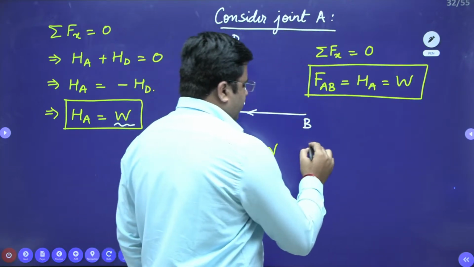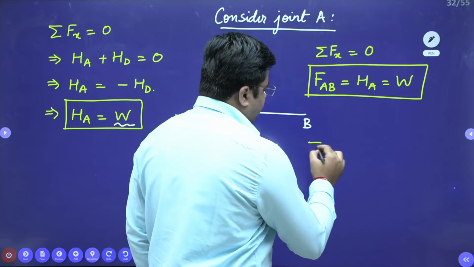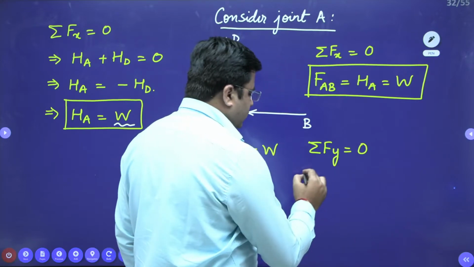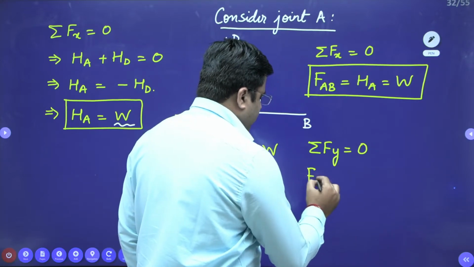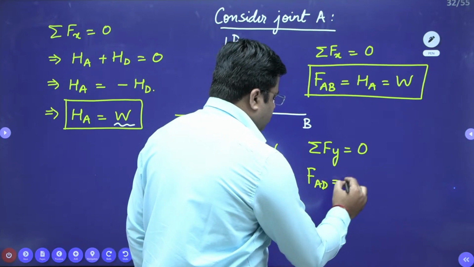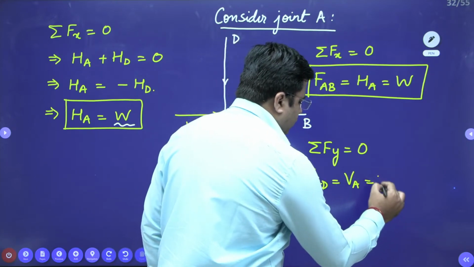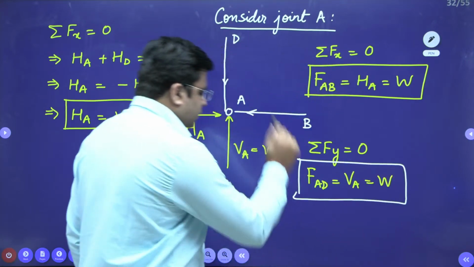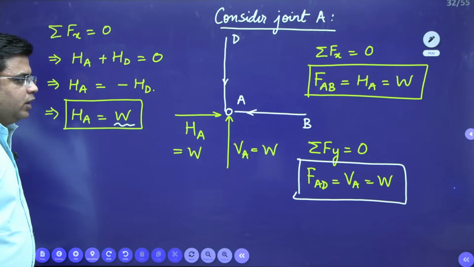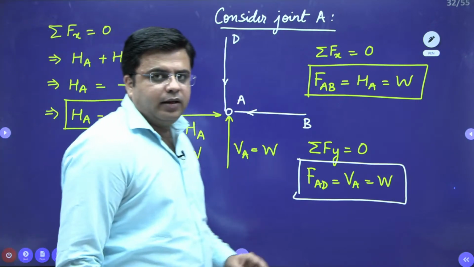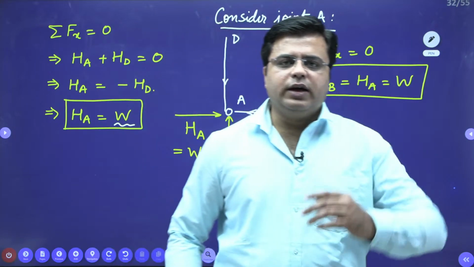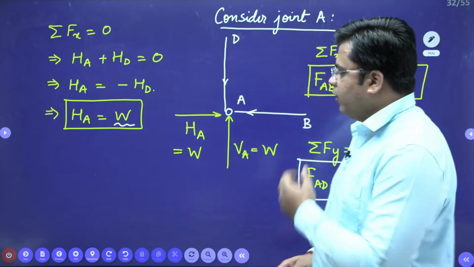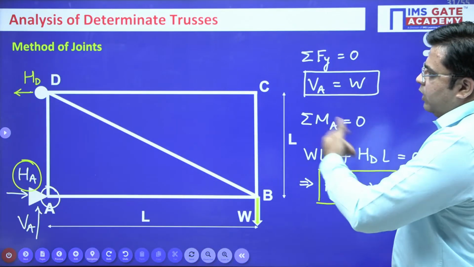Second, force in the member AD can be calculated by simply taking the summation of vertical forces to be 0. So this FAD is equal to VA, which is again equal to W. So that is how you can proceed and calculate the member forces joint by joint, right. You need to move from one joint to another joint in order to calculate all the member forces for this type of truss. So this is how you can move with the method of joints.